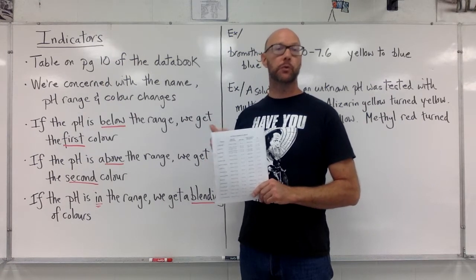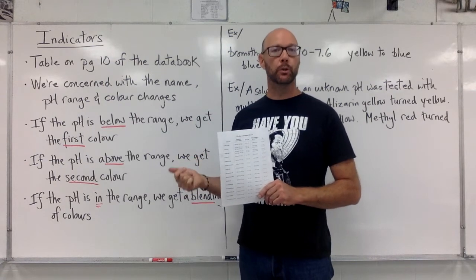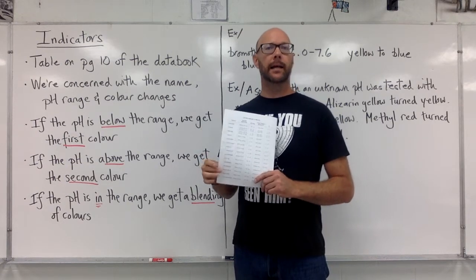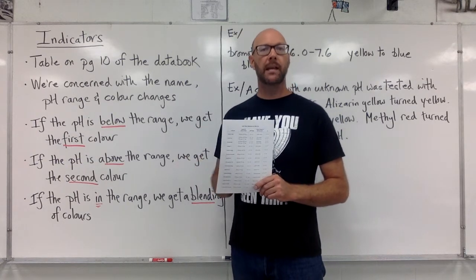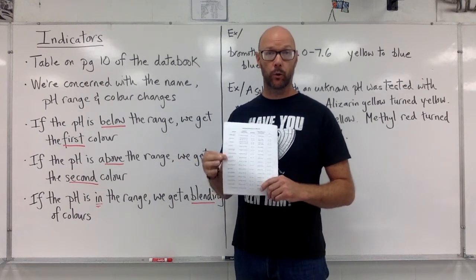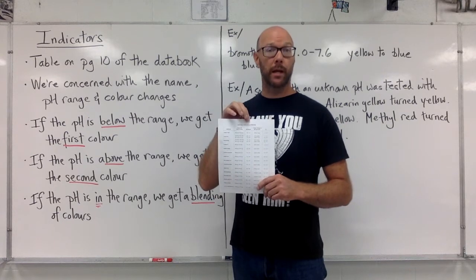Many of the indicators we're going to be familiar with, like bromothymol blue. However, there's definitely going to be some that we've never heard of before, like methyl orange, methyl red, even something like bromocresol green. Okay, they're not in alphabetical order. They're listed by pH range.